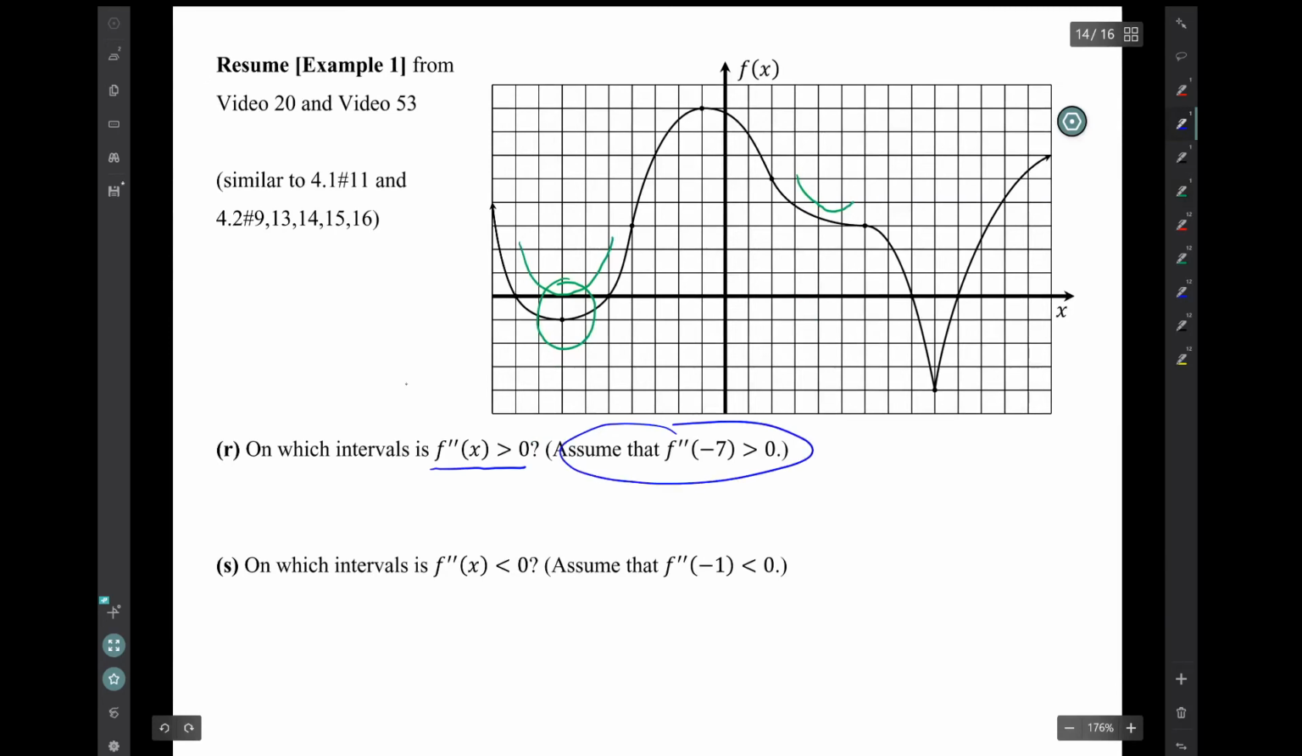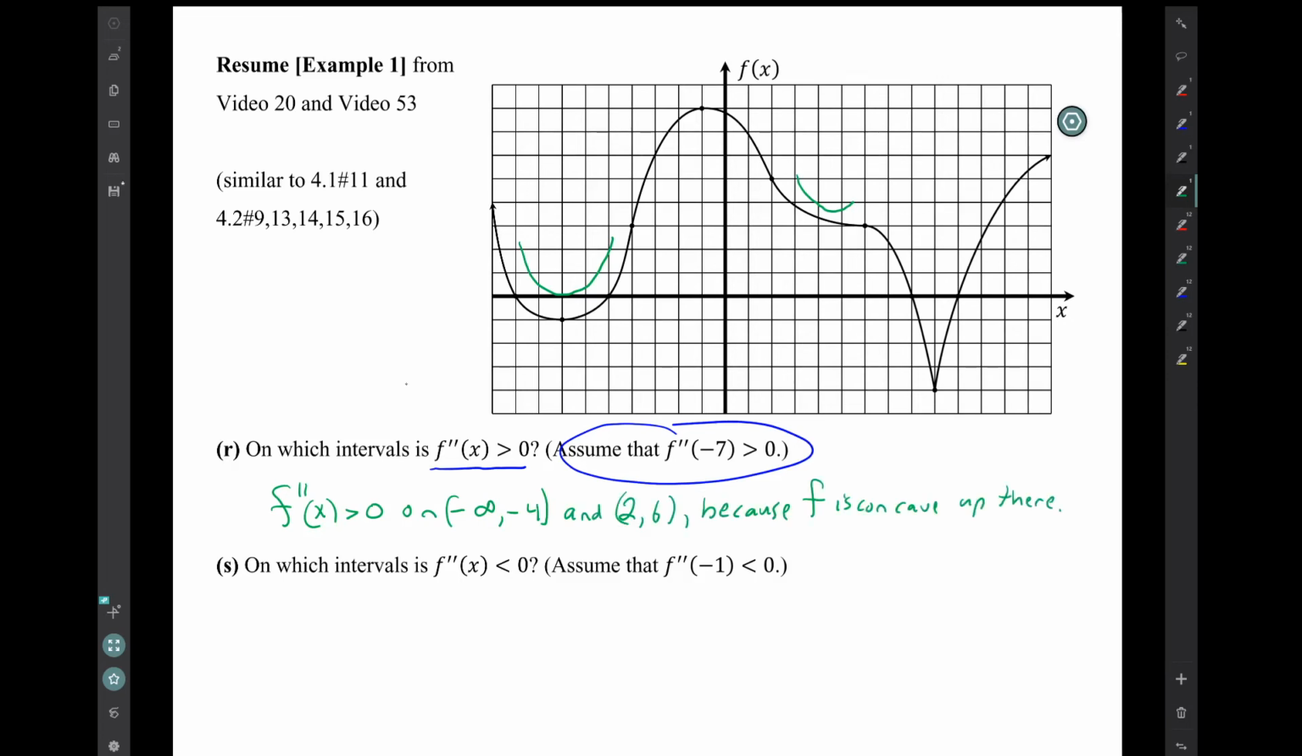We're supposed to assume that f double prime is positive at x equals negative 7. So if we can assume that, then the answer is we conclude that f double prime is greater than 0. That is, f double prime is positive on these two green intervals because f is concave up there.